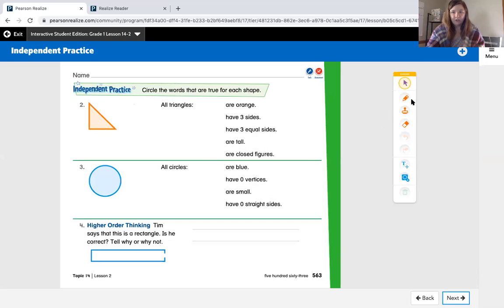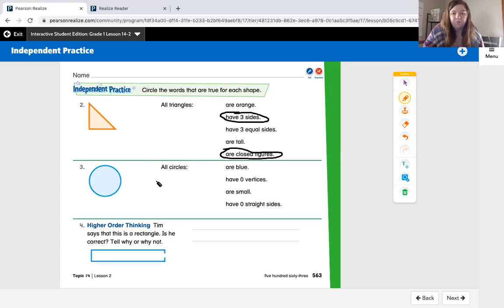All right, now let's talk about a triangle. All triangles are orange. That's not true. All triangles have three sides. That's true. All triangles have three equal sides. All triangles have three sides, but they don't have to be equal. So that is not true. All triangles are tall. That's not true. You can have short triangles, small triangles, and they are all still triangles. All triangles are closed figures. That's true.